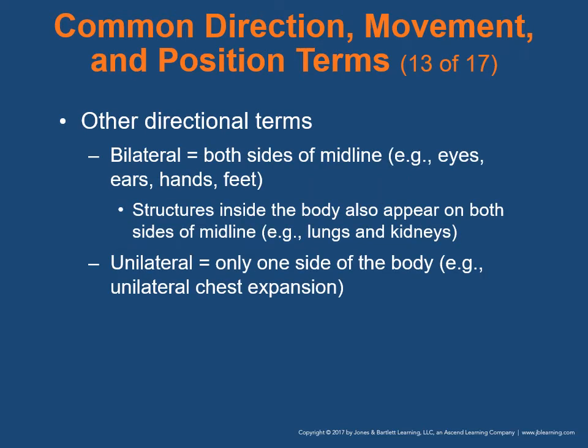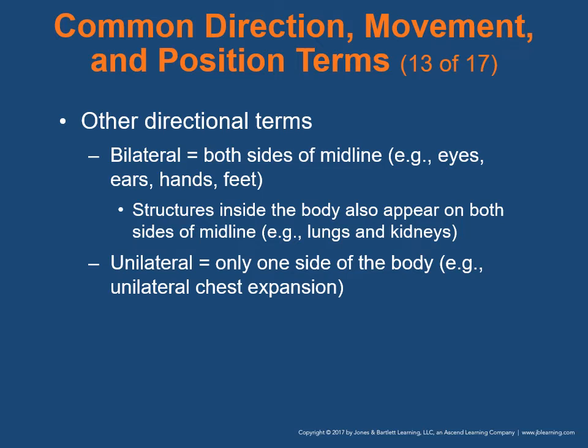All right. Other directional terms. A body part that appears on both sides of the midline is bilateral. Okay? You have bilateral eyes, ears, hands, feet. Structures inside the body also appear on both sides of the midline. Examples of these are lungs, kidneys. Something that appears on only one side of the body is said to occur unilaterally.